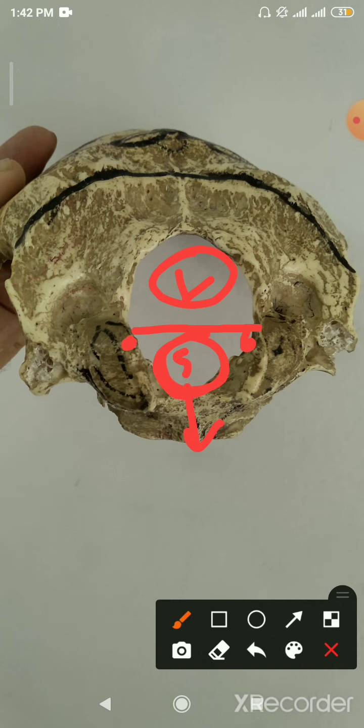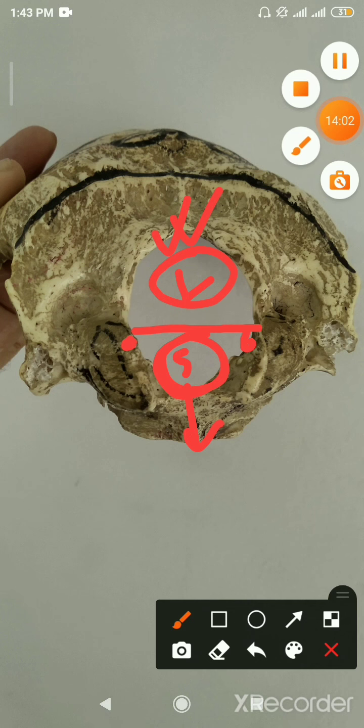And the structures that pass through the posterior larger compartment are the lower end of the medulla oblongata, the meninges, fourth part of the vertebral arteries surrounded by the sympathetic plexus of nerves, spinal root of the accessory nerve, anterior and posterior spinal arteries, and tonsils of the cerebellum. So that's all from the occipital bone.